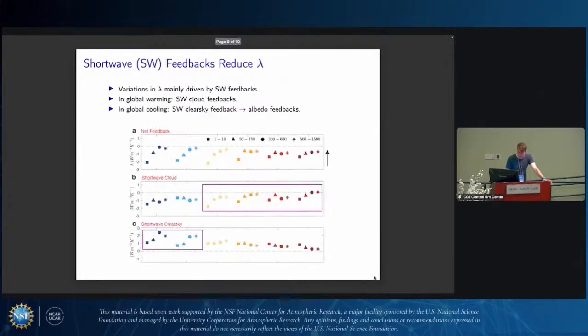The variation in lambda, the climate sensitivity parameter, is due to changes in shortwave feedbacks. In global warming experiments, this is predominantly due to shortwave cloud feedbacks. And in global cooling scenarios, this is predominantly due to clear sky feedbacks, and in particular albedo feedbacks. This is mainly due to the strong expansion of sea ice into the North Atlantic and the North Pacific, as well as the enhanced snow cover over the land.